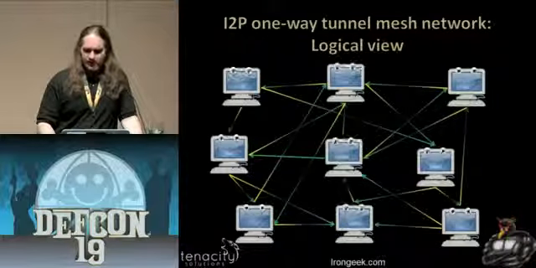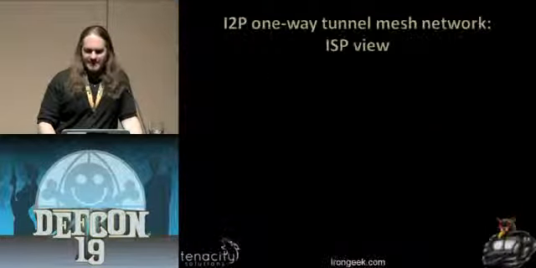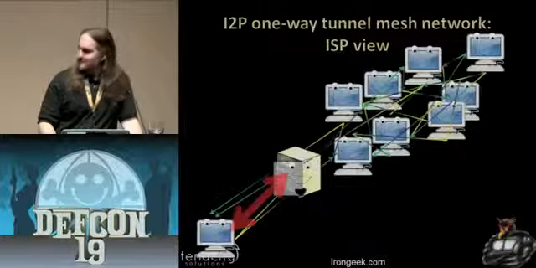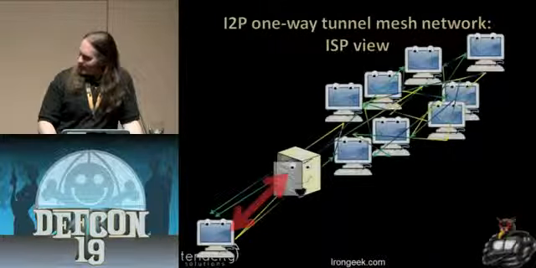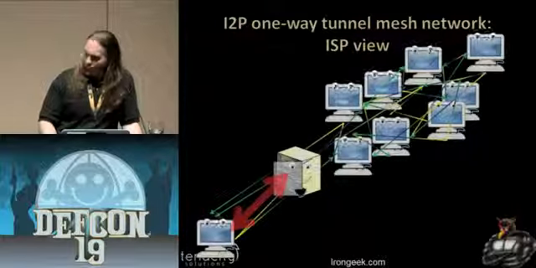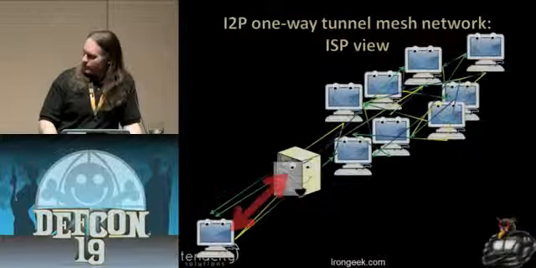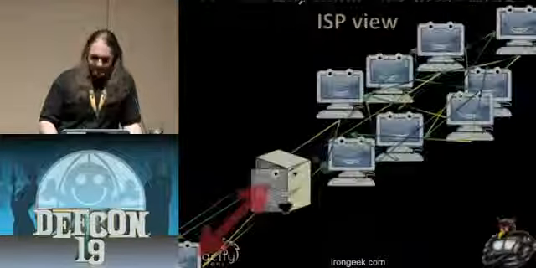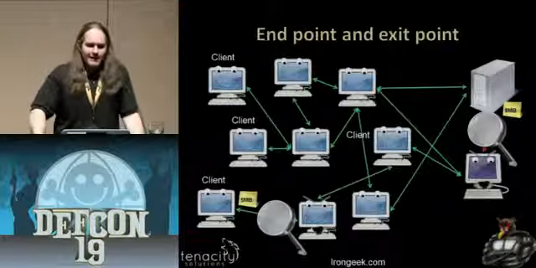this is an example of a one-way mesh network. Your ISP's view of it might be something more like this. Once it gets out of your connection, they may not know who else is talking to it, but they can watch all the traffic going to and from you and may still be able to do some kind of correlation from that. But let's go back to the earlier example.